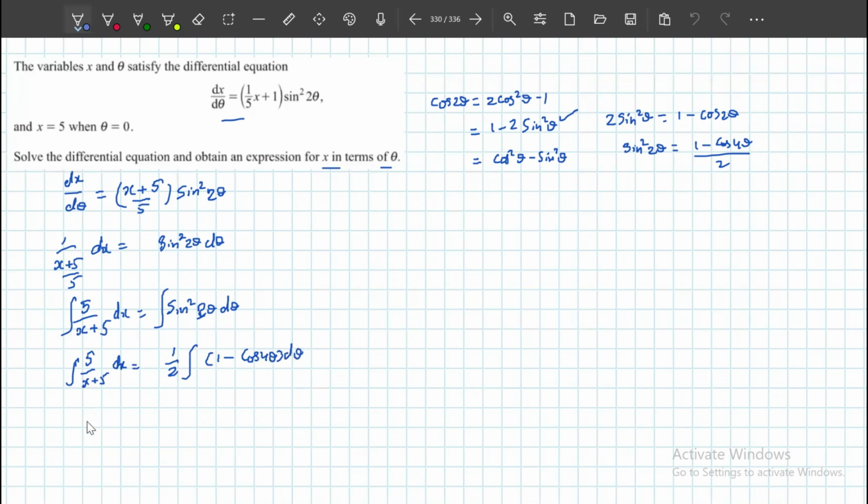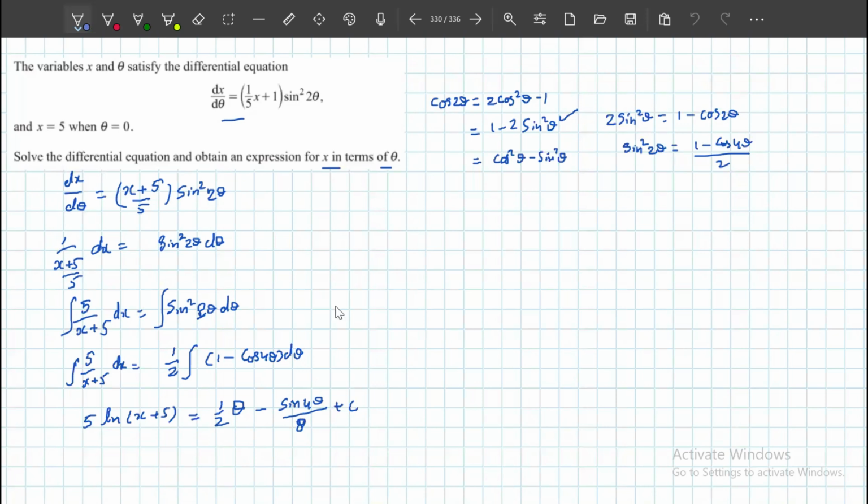Now we can apply the integration. So it is 5 log of (x plus 5) is equal to 1 over 2 times theta minus the integration of cos 4 theta, which is basically sine 4 theta divided by the derivative of 4 theta, which is 4. As we are multiplying by 1 over 2, it becomes 8, and plus the constant of integration.